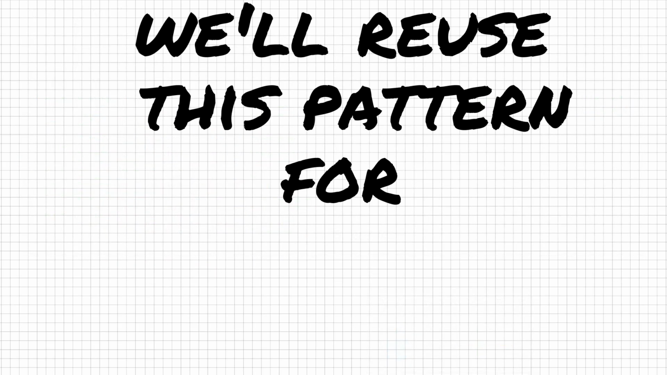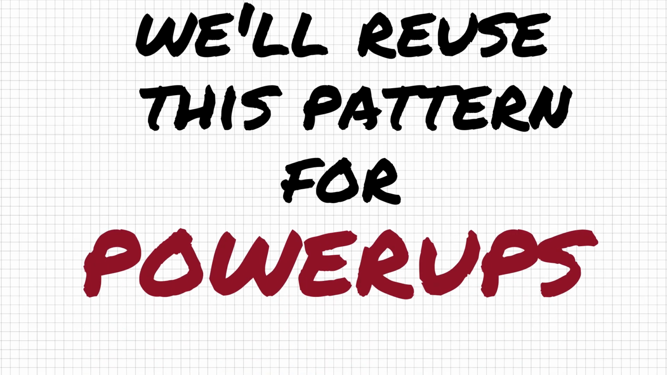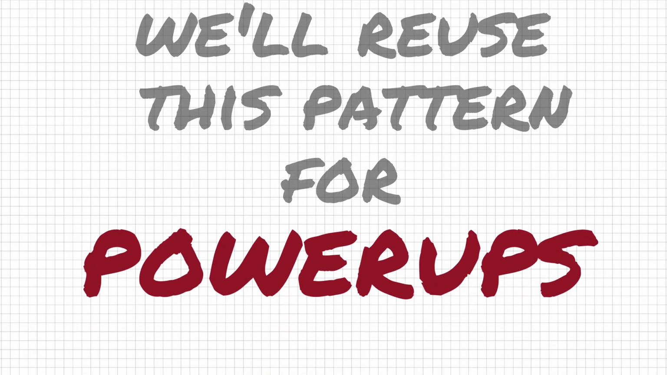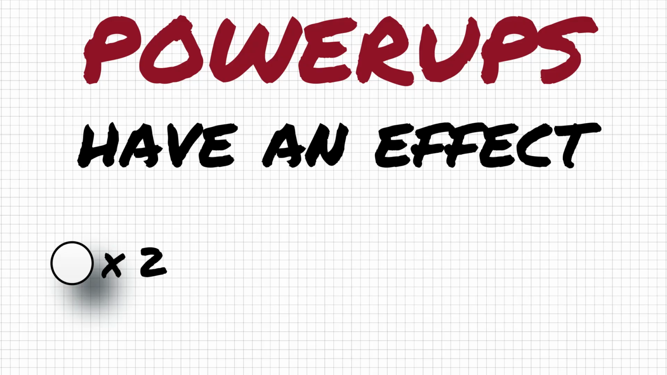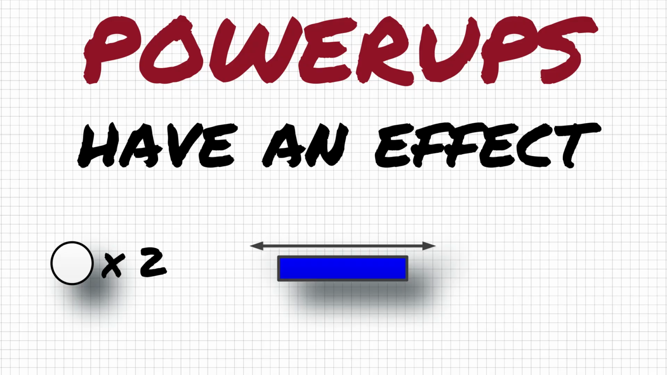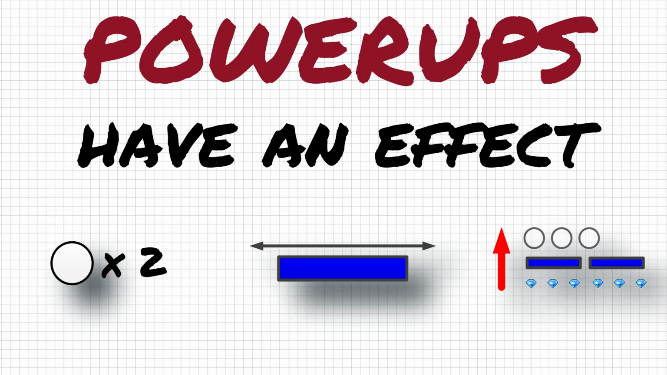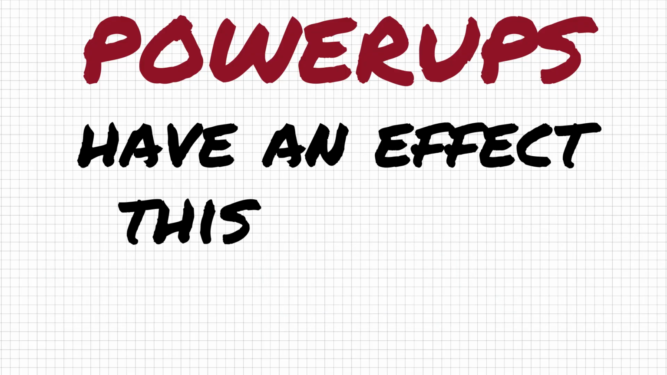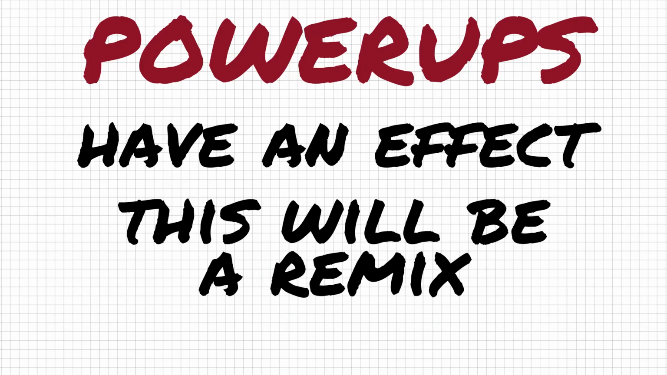This powerful, extensible pattern can be applied to power-ups. Power-ups have a little more to them than droppables because they have an effect on the game, like speeding up the ball, changing the size of the paddle, increasing the number of balls or paddles, or points for smashing a brick. But don't worry, by reusing the factory pattern, this is just going to be a remix of ideas you've already learned. Let's get started.